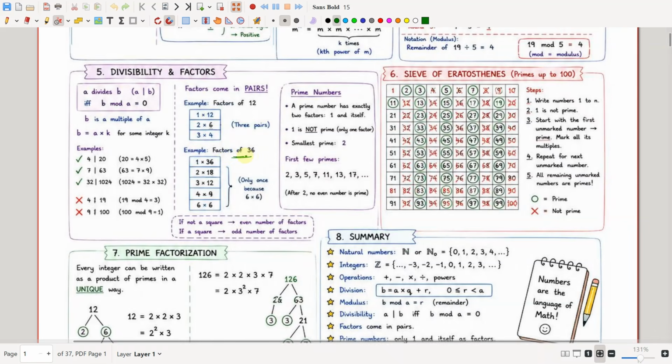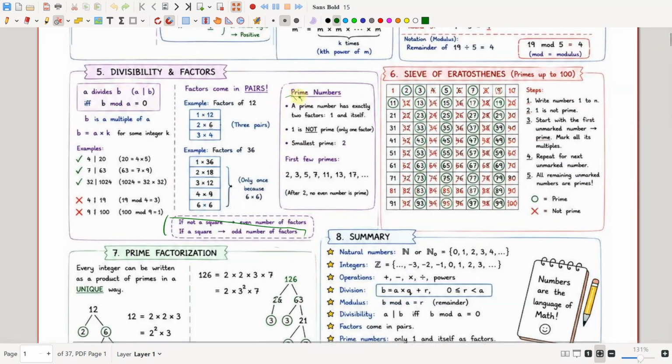Similarly, the factors of 36: 1 into 36, 2 into 18, 3 into 12, 4 into 9, and 6 into 6. So if it is a square, there will be an odd number of factors. If it is not a square, then there will be an even number of factors. Okay, so this is a general thing you have to remember.